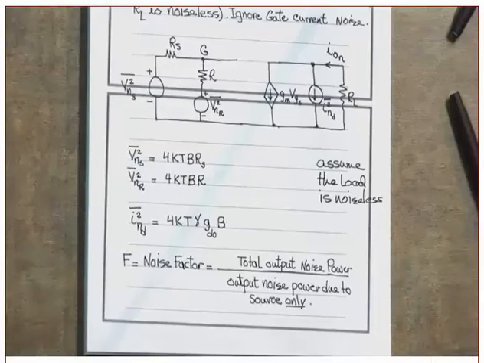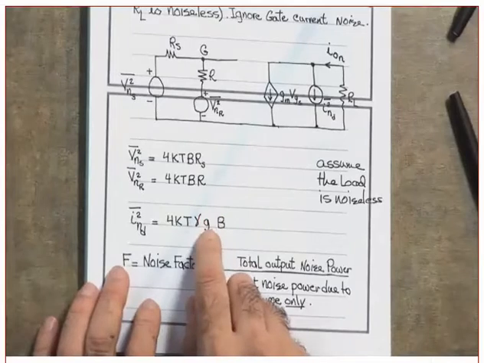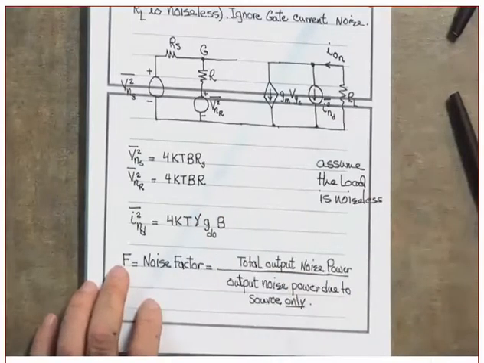Question. What is the units of Gdo? Mho. Mho means what? 1 over ohm. Are you following me or not? Mho means 1 over ohm.